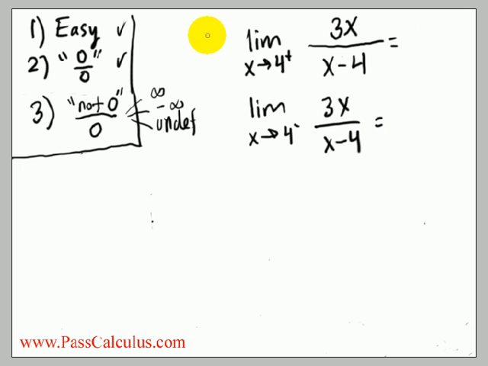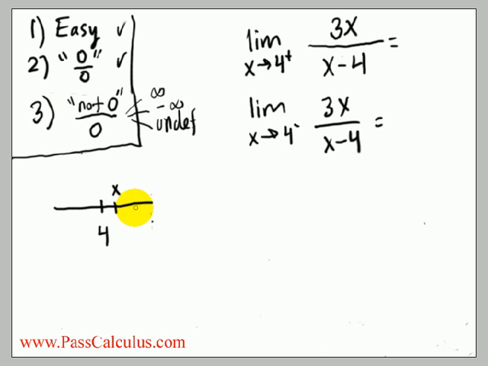Well, for the first one, if x is going to 4 from the right-hand side, then x is a number maybe like 4.01, say. I should first verify that it's type 3. When this limit is presented, the first thing I do is put 4 into the top and into the bottom. When I put 4 into the top, I get 12, and the bottom I get 0. So it's 12 over 0, not 0 over 0. So we know we're in type 3.